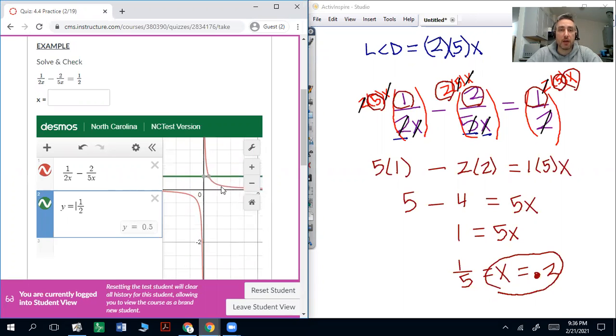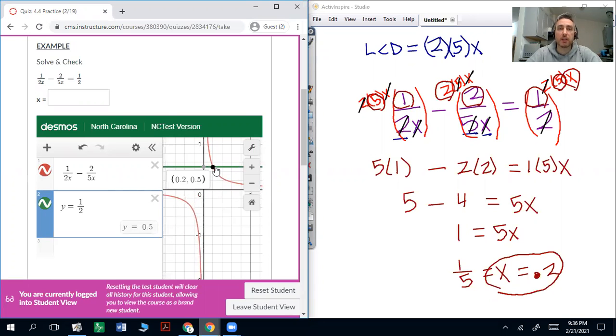So if you zoom in on there, you'll see a point of intersection right there at 0.2. 0.2 is your answer. That's question number 1.